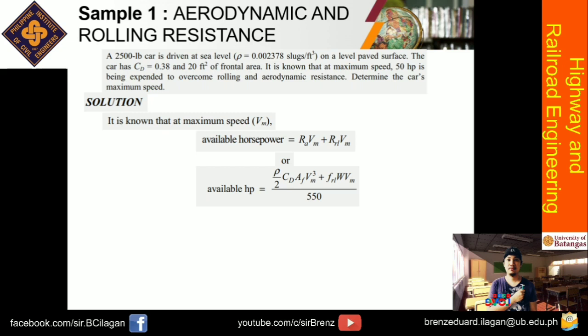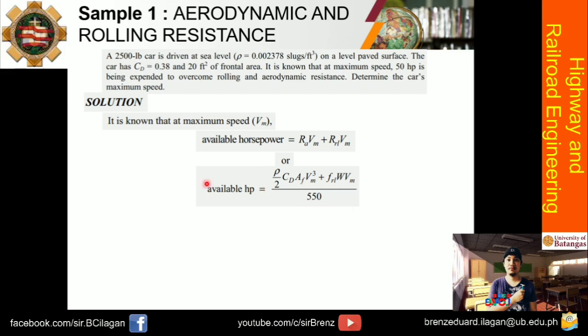So, the available horsepower now is equal to rho over 2 multiplied by C sub D times A sub F multiplied by V sub M squared. It became a cube because we took one more V sub M, or the maximum speed. And then the other one, R sub RL, its equation is f sub RL multiplied by W. So, just substitute to form this equation.